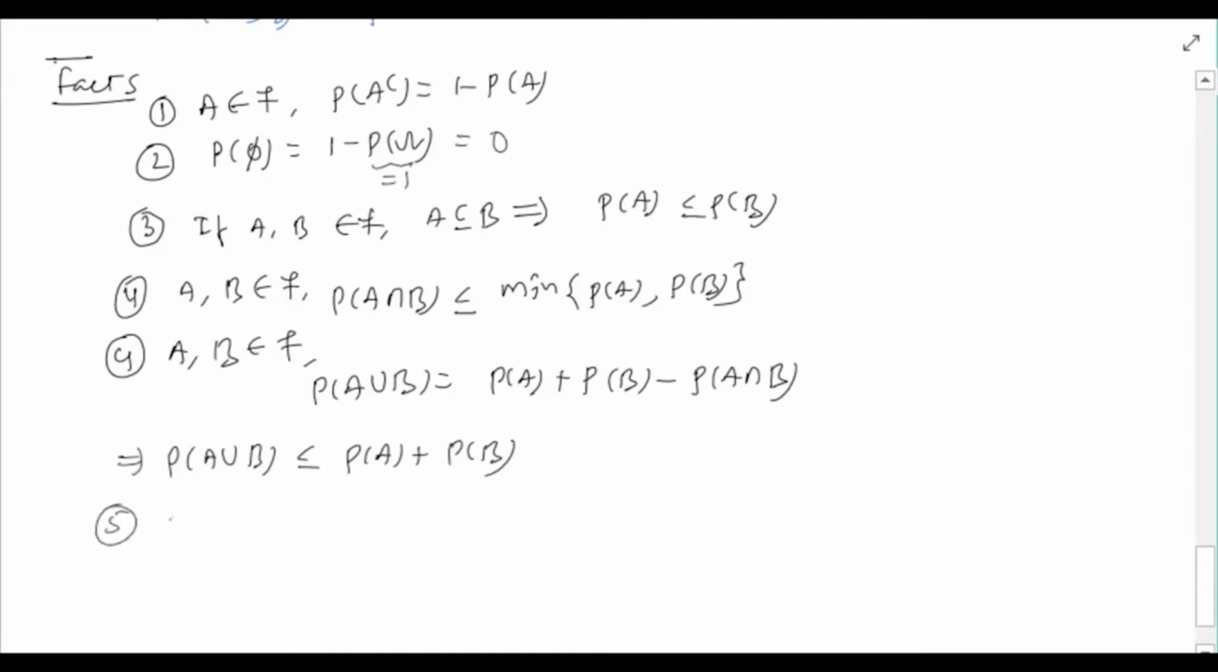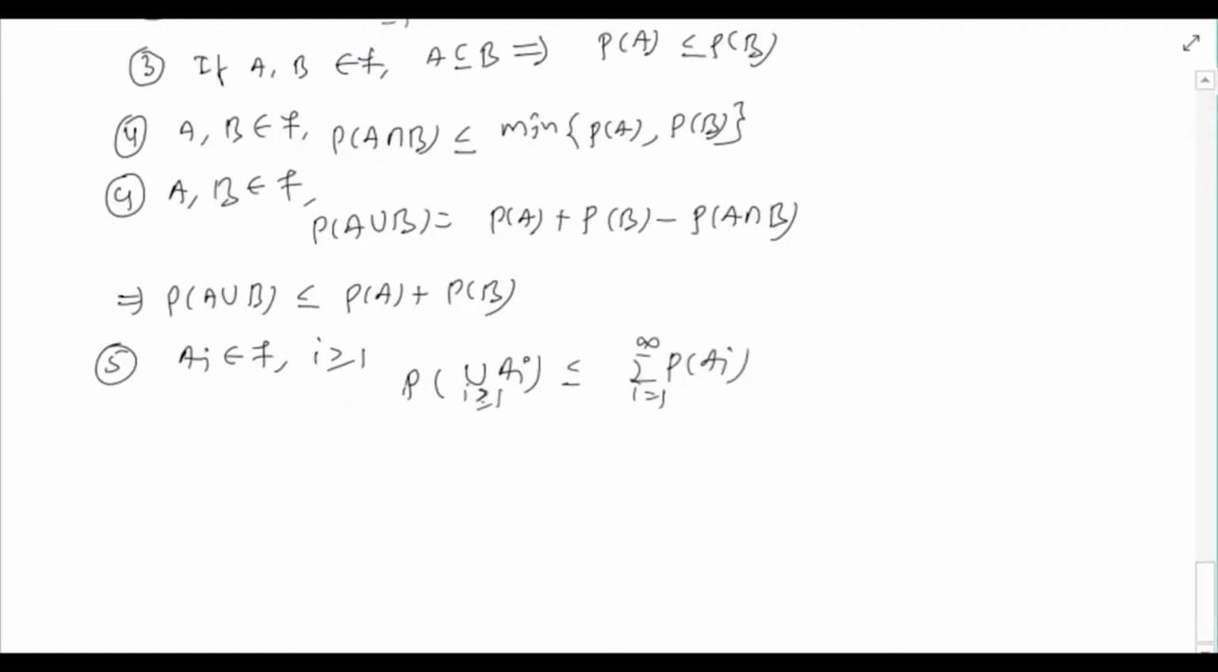The next property says if A_i are events, i greater than or equal to 1, then probability of union of these events is less than or equal to the sum of the probabilities of individual events. This property is referred to as union bound.